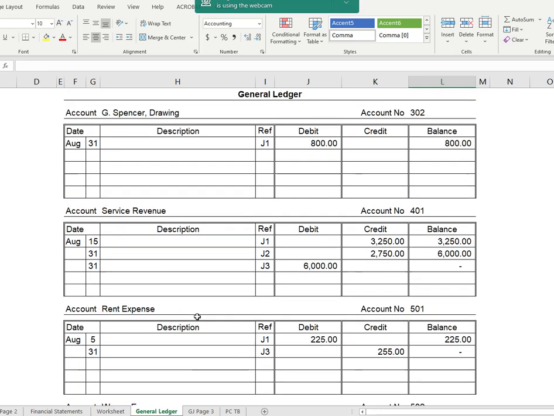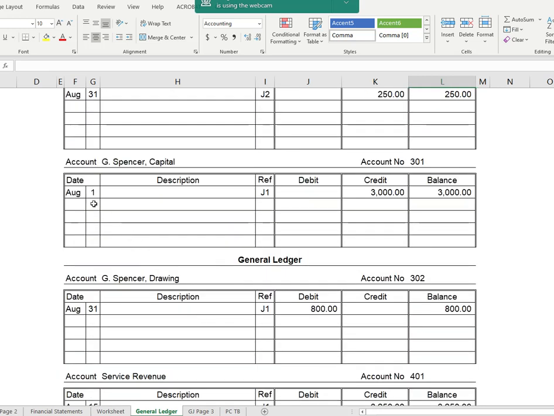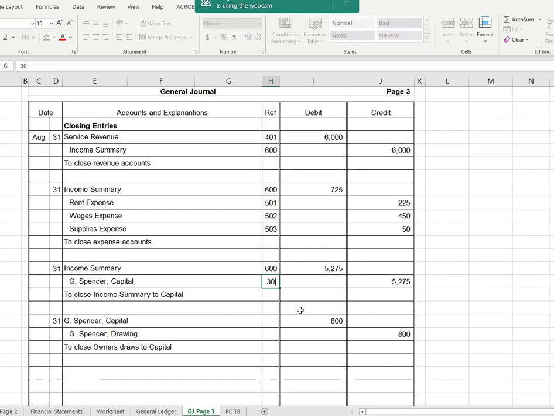I'm going to find my capital account. 31. J3. And that is going to be a credit of $5,275, and that gives me $8,275 as my balance. This is account 301, and I'm going to do 301. That account is now closed.